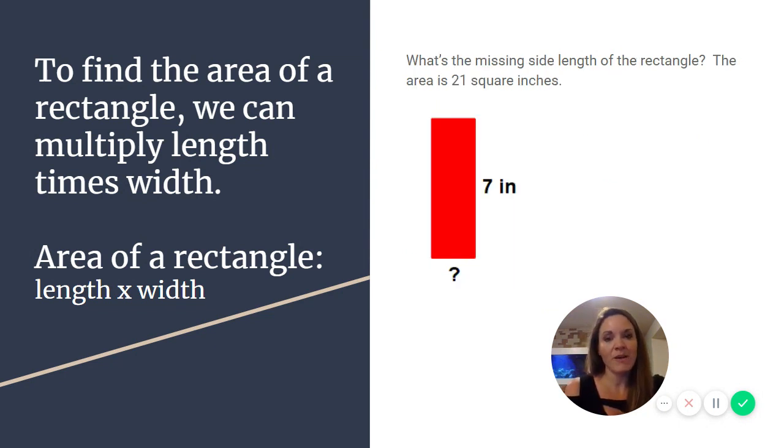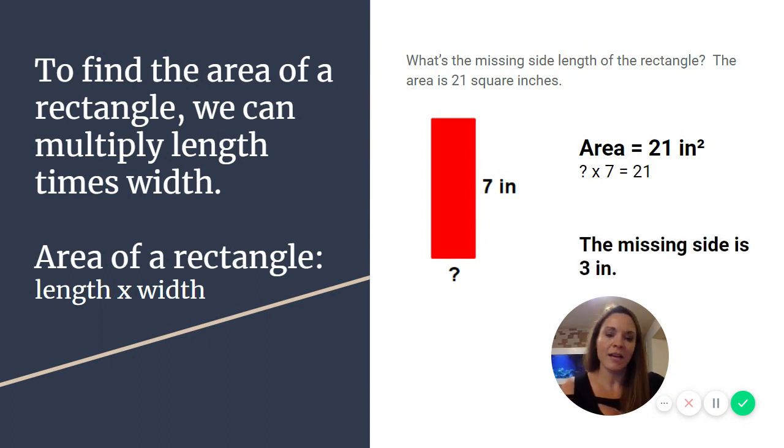Let's try a backwards problem. What's the missing side length of the rectangle? The area is 21 square inches. So I'm thinking 21 equals something times 7. I know that 3 times 7 equals 21, so the missing side is 3 inches.